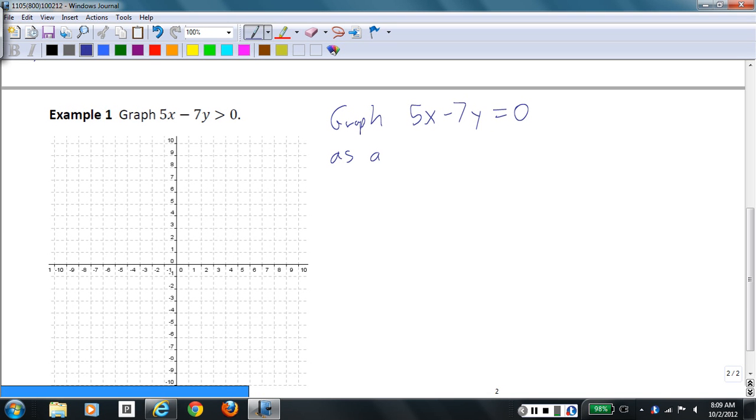Broken, because it does not have the or equal to bar. It doesn't have that there. Strict inequality, as a broken boundary line.